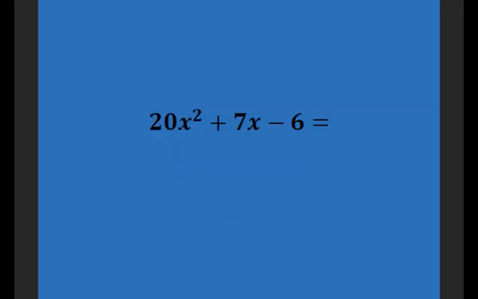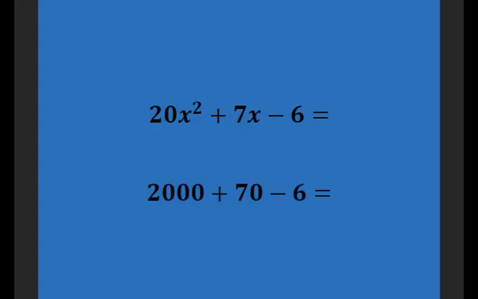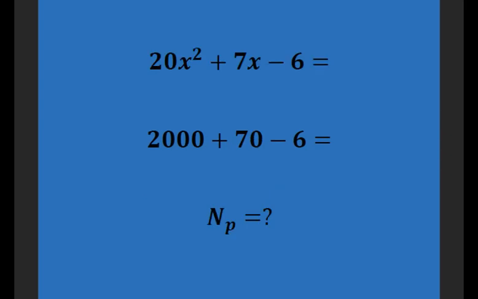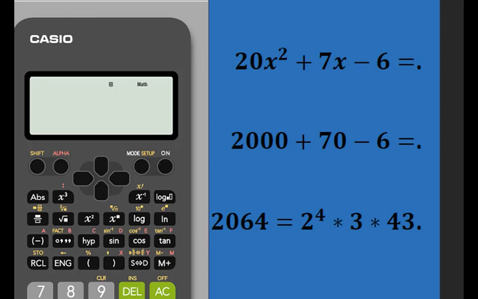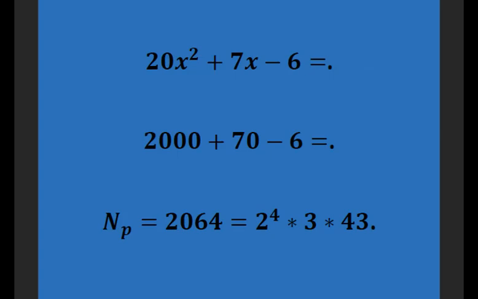Solve the expression 20x squared plus 7x minus 6. Make x equal to 10. 20x squared plus 7x minus 6 is equal to 2000 plus 70 minus 6. The next step is to find the prime number n sub p. N sub p is equal to 2064. N sub p and its prime factors is equal to 2 to the 4, 3 and 43.